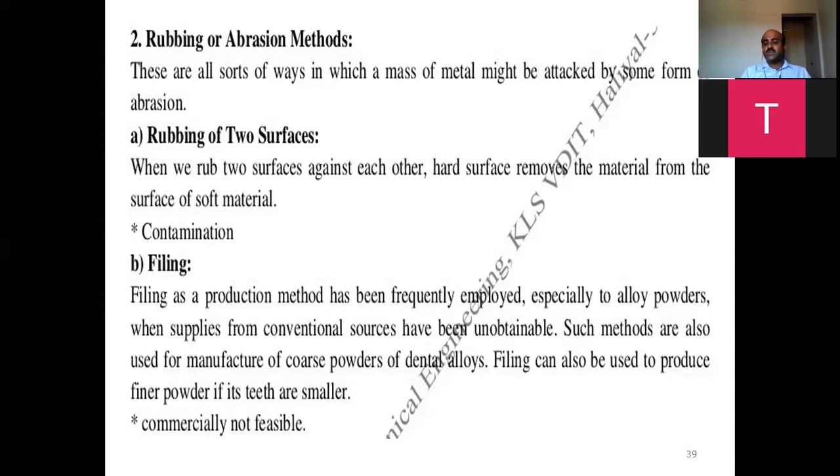When conventional sources have been unobtainable, when you don't get a conventional method, this is one method they can use. And the size and shape of the powders you are going to get is coarse. It is not a very fine powder, it is a coarse size, like powders of dental alloys. And filing can also be used to produce fine powders if the teeth are very small. If you have files having very small teeth, then they can produce fine powders. But this kind of method is commercially not feasible. Therefore, we will not discuss it in detail.